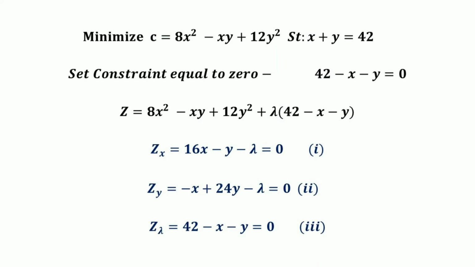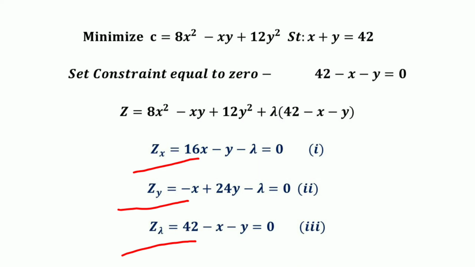So the first step, which we have already discussed, is to set the constraint equal to 0. So it will become 42 minus x minus y is equal to 0. Then frame the Lagrangian function by multiplying by lambda. So it will become z is equal to 8x square minus xy plus 12y square plus lambda into 42 minus x minus y.